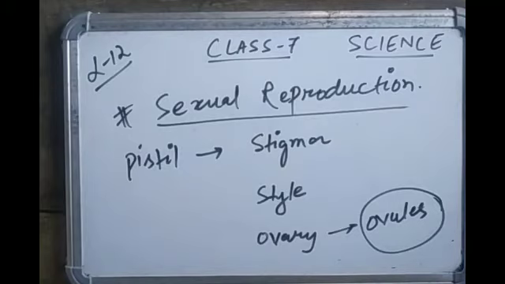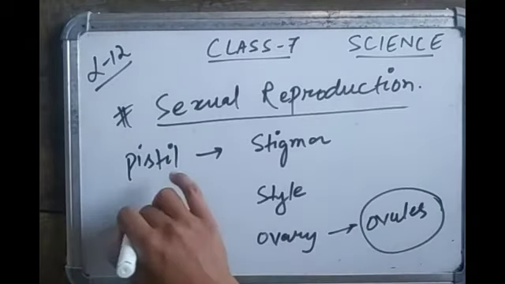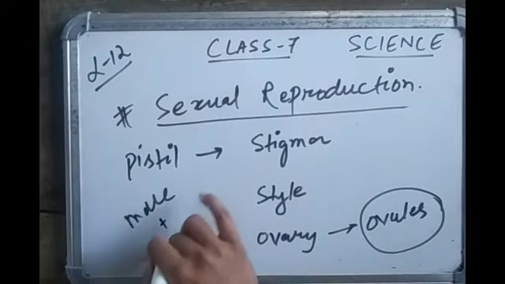In sexual reproduction, a male and a female gamete fuse to form a zygote.